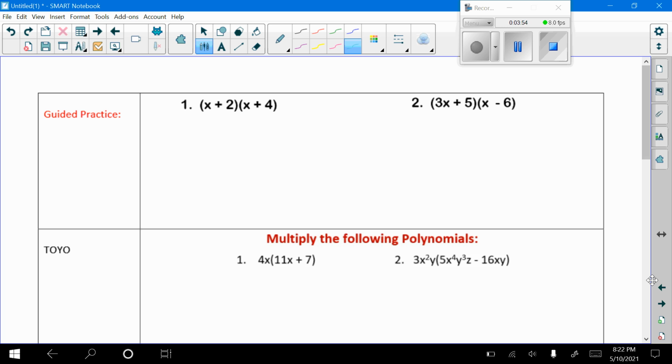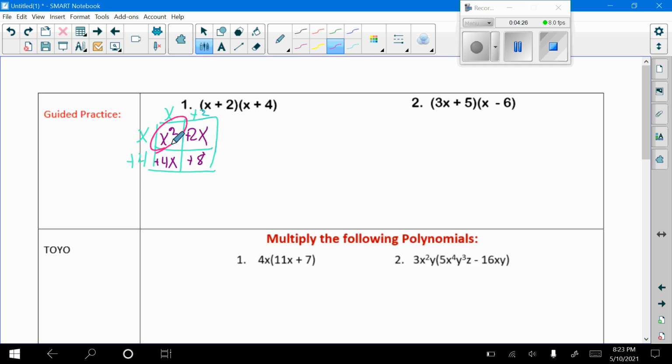So on these two, do the same thing. You can either choose to do the box method or the FOIL or the double distributive, however you want to think about it. I'll do two. I'll do the box method for you. So an x and a positive 2, and then I've got an x and a 4 positive. If I do that, I get x squared, I get 2x positive, and I get positive 4x, and I get a positive 8.